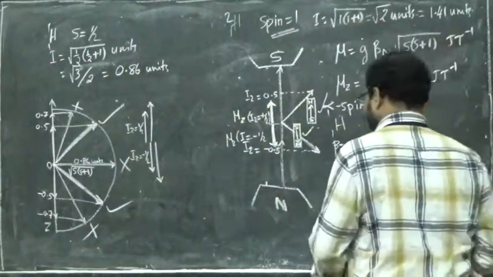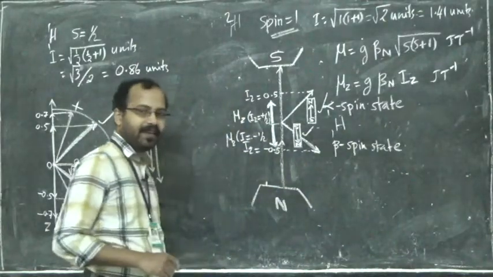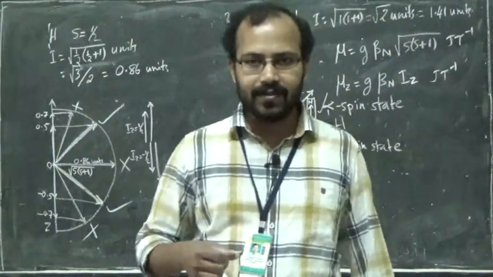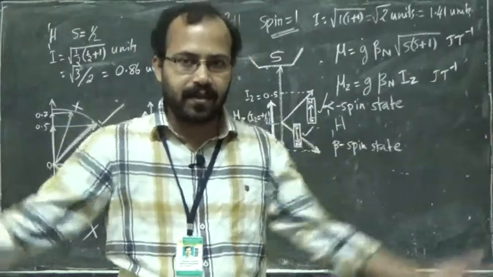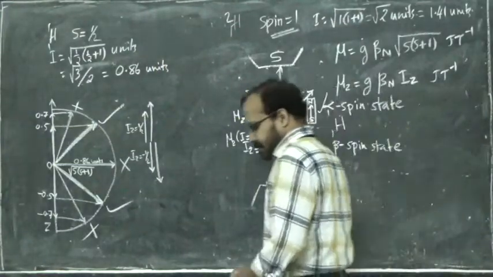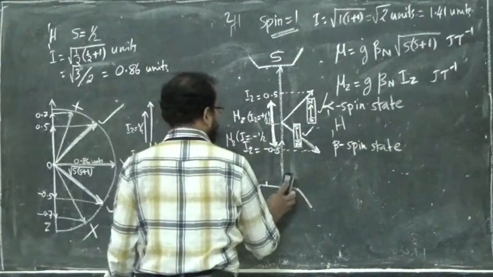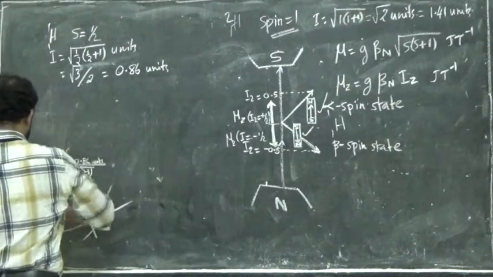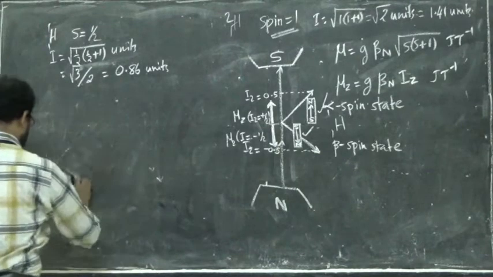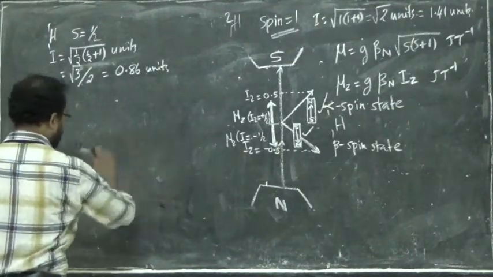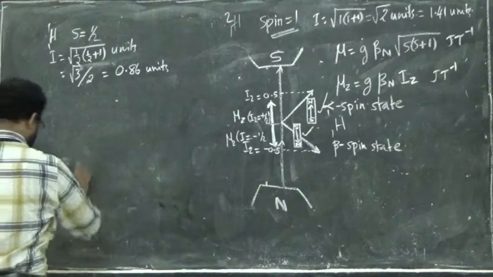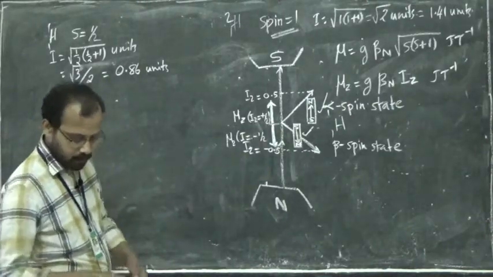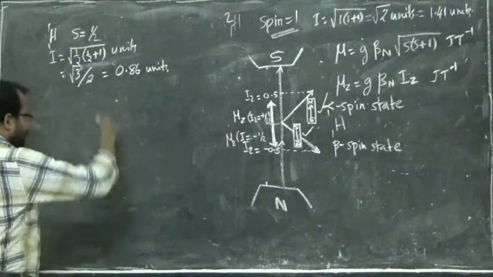So now we are going to estimate the interaction of the tiny nuclear bar magnet with the external big magnet. The interaction.